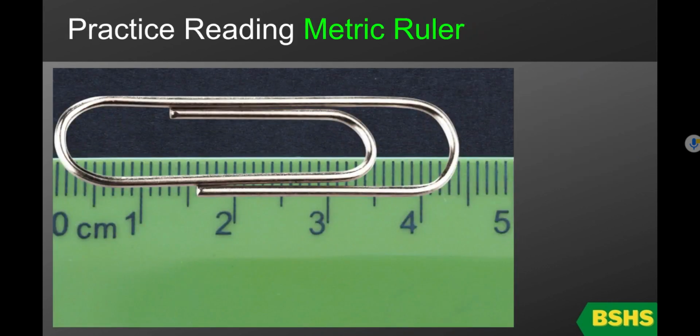Now it's your turn to practice reading a metric ruler. Determine the length of this paper clip. Just pause the video now to do it. Okay, so we placed one end of the paper clip on 0 centimeters, and the other end of the paper clip ends on the 4th tick mark past the 4. So that means this paper clip is 4.4 centimeters long.